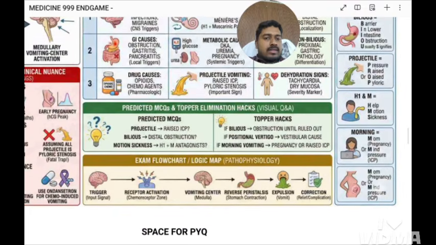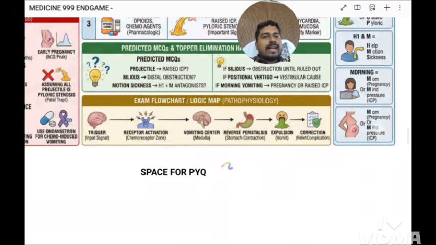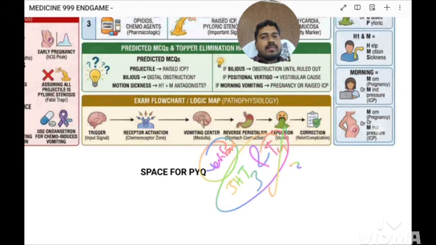Now, let's answer some questions. Projectile vomiting is seen in raised ICP, correct. Bilious vomiting, distal obstruction, that is intestinal obstruction, correct. Motion sickness, this is important. In motion sickness, there is no role of antiemetics like ondansetron, because ondansetron doesn't act on the vestibular system. It actually acts on serotonin receptors, 5-HT3 and 5-HT4.